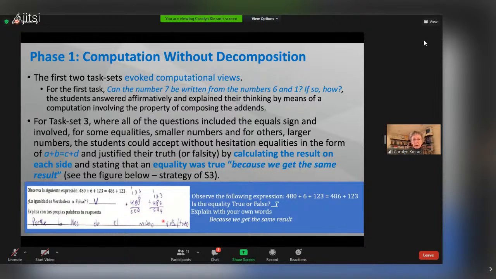Notice in the example of student 3's work shown here, when asked to observe the given equality and to respond as to whether it was true or false, we see that the student added up the numbers on the left side to get a total of 609 and added up the numbers on the right side, got the same total, and therefore concluded that it was true. And to explain in his own words, he said, because we get the same result.